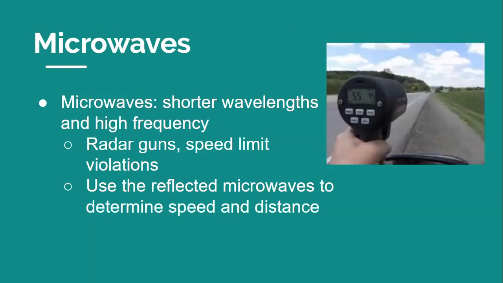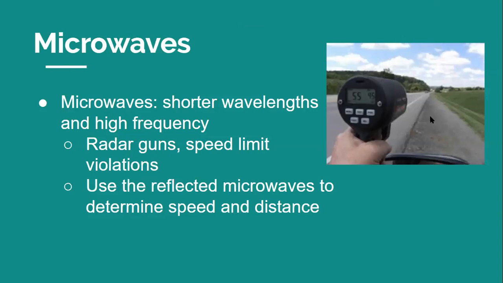Now we have microwaves. A microwave has shorter wavelengths and higher frequencies than radio waves. Remember, it goes in order. The first one's radio, this is microwaves. So it's going to have a shorter wavelength, but higher frequency, which means more energy. When you think about microwaves, you're probably thinking of microwave ovens, but microwaves have many other uses, including radar.